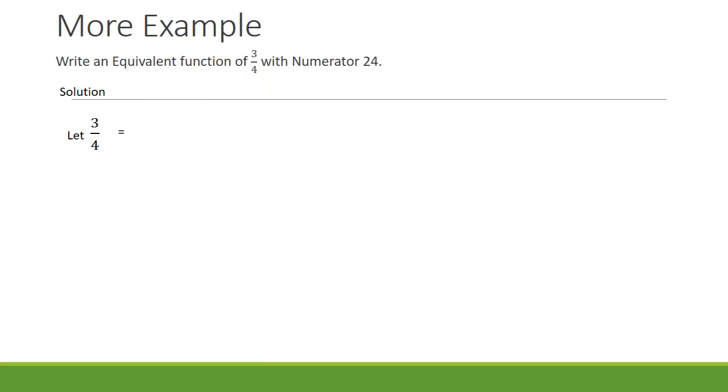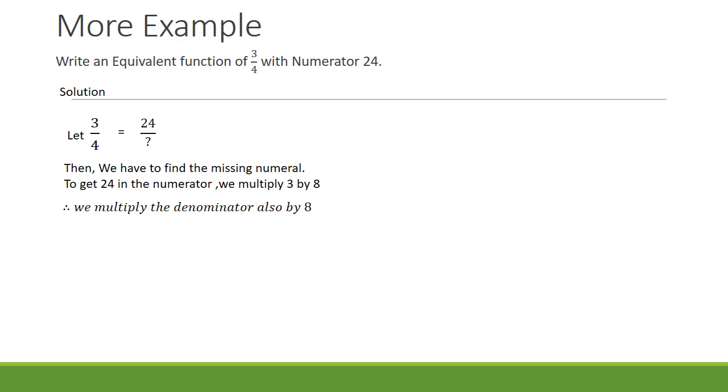For example, we have to find the equivalent fraction of 3 upon 4 with numerator 24. We simply have to find the missing number. To get 24 as numerator, we have to multiply 3 by 8, and we also have to multiply 4, that is the denominator, by 8, which gives us the result 24 upon 32. Hence, 3 upon 4 and 24 upon 32 are equivalent.